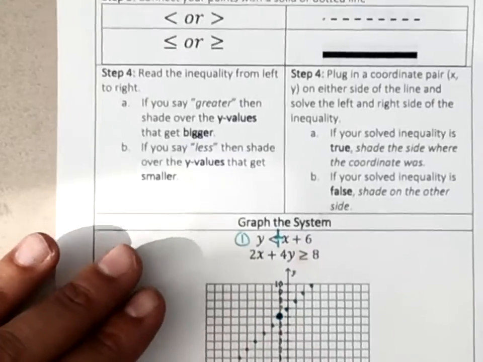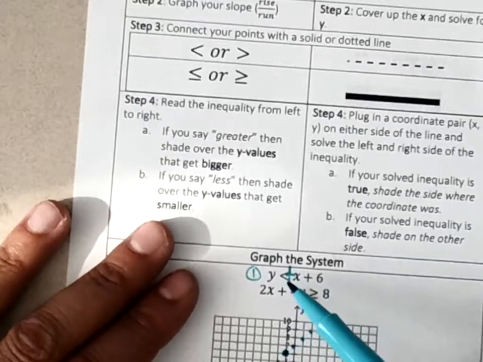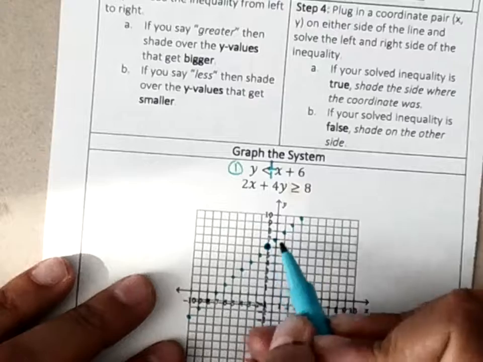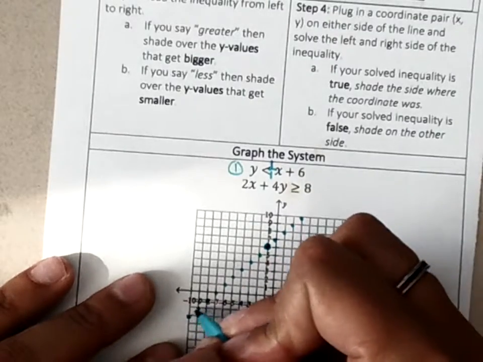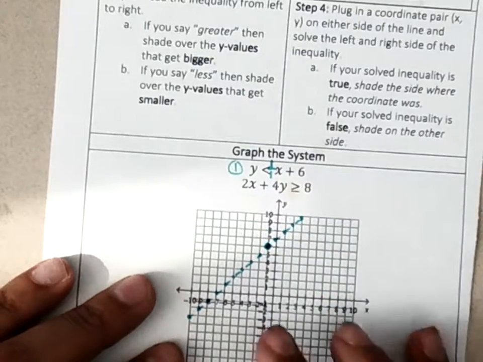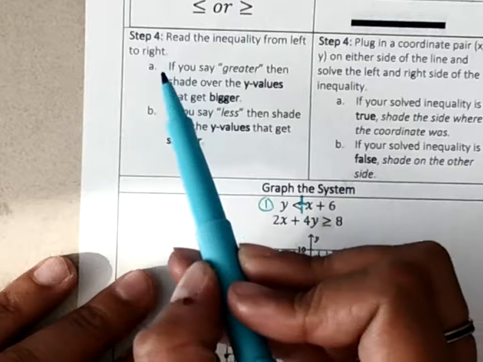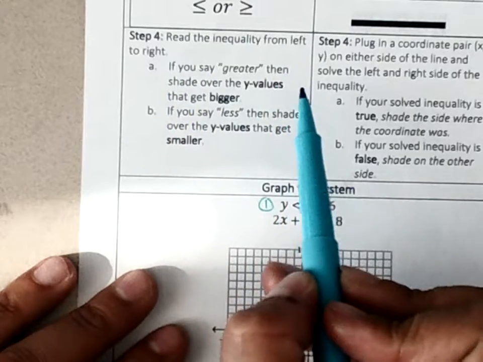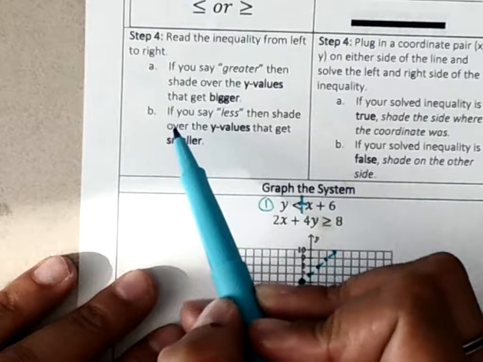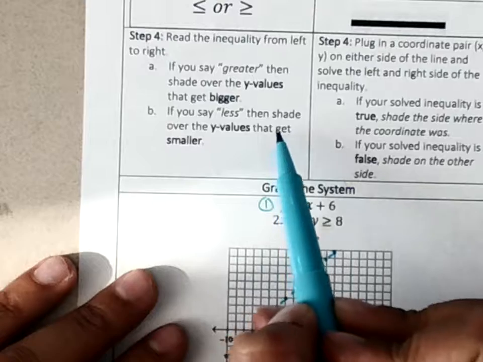My third step is to decide which type of line to use. Well, because we have a less than, we're going to use a dotted line. This is already a dotted line, so I'll just emphasize it a little bit more to make it obvious. Step 4, read the inequality from left to right. If you say greater than, shade over the y values that get bigger. If you say less than, shade over the y values that get smaller.